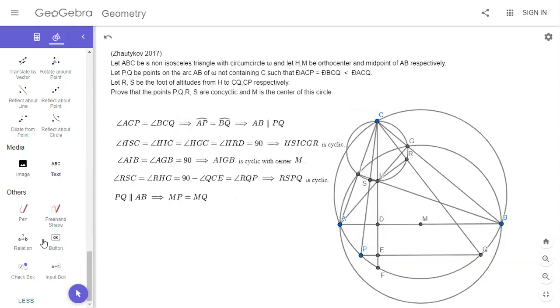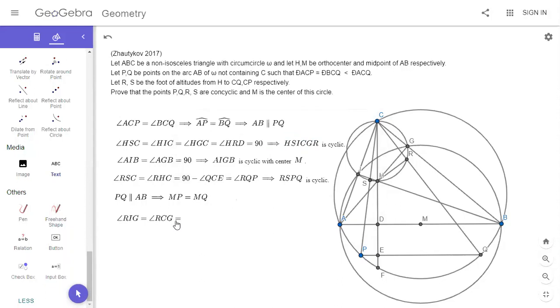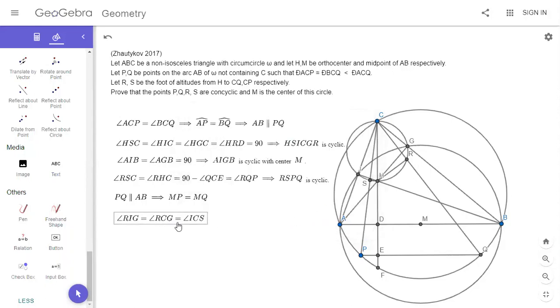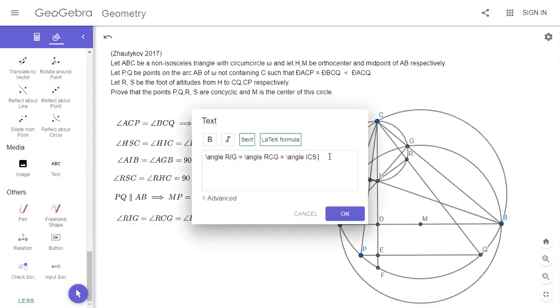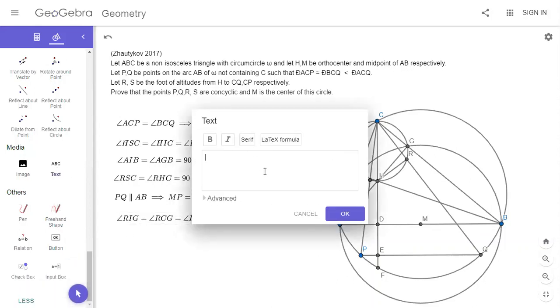hold on, angle RIG is equal to angle RCG is equal to, trying to remember what this is. RIG is RCG is ICS. And ICS is IRS. Hey, I didn't even have to put dollar signs. So that means that IG is parallel to RS.